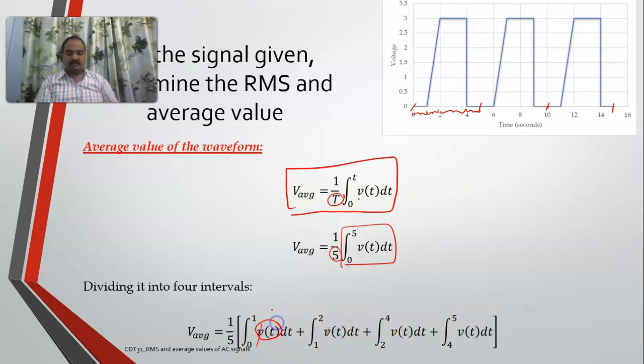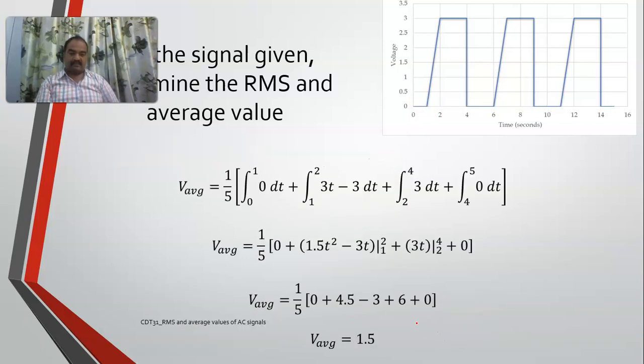From 0 to 1, its value is 0. From 1 to 2, its value is 3t minus 3. From 2 to 4, its value is constant at 3. And again, it is becoming 0. So, I'll replace these expressions. Now, this is my equation.